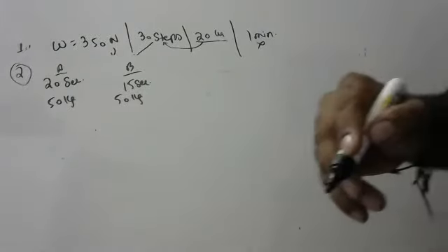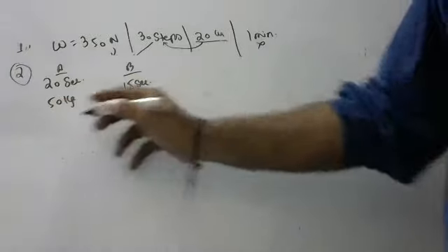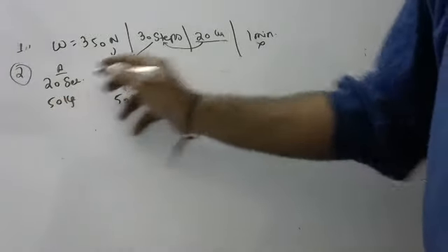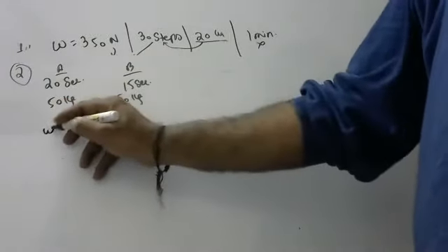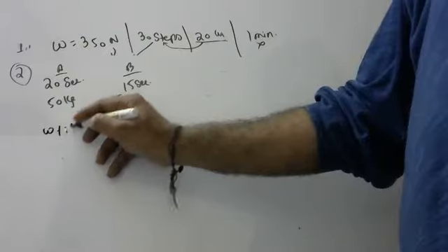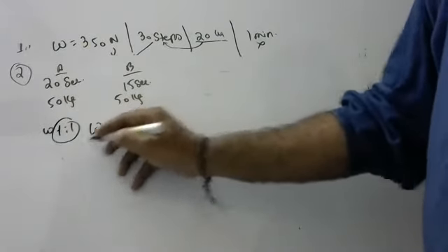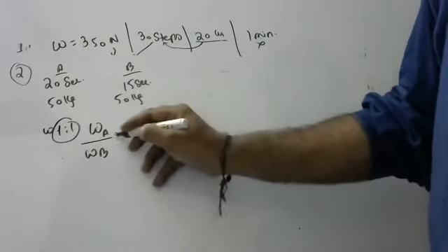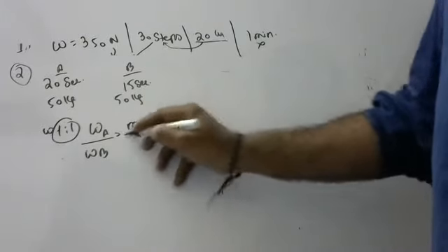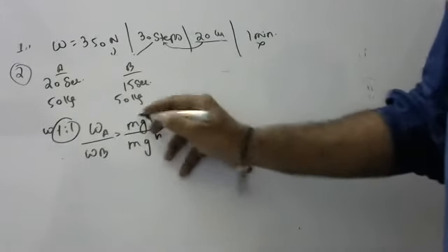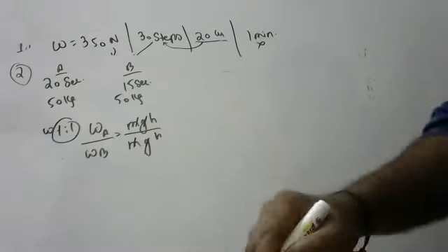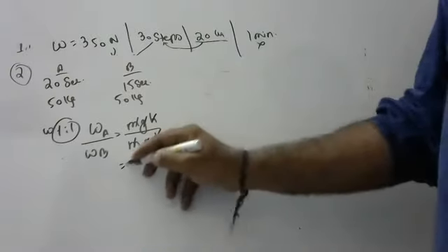Work done by both of them, children, work is equal for both of them. Work does not depend upon time, children. So the work ratio will be 1:1. Work done by A by work done by B is mgh by mgh. Both have the same mass. Acceleration due to gravity will not change. Both travel the same height. So 1:1.